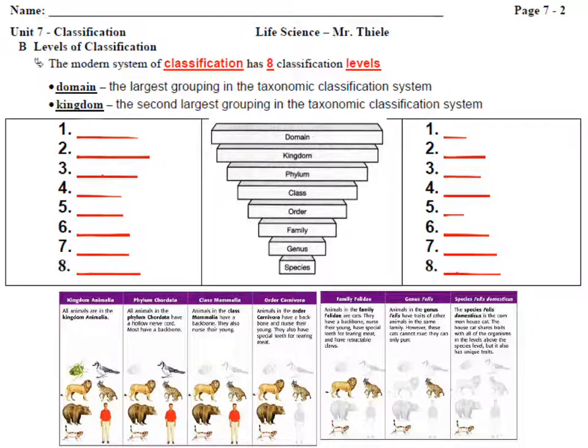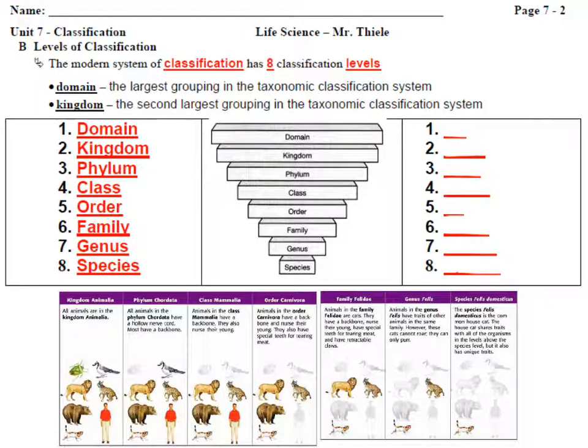We go through these in order, from most inclusive, or the largest groups, down to the least inclusive, or the most specific groups. So, going down in order from least specific to most specific, we have domain, then kingdom, then phylum, class, order, family, genus, and species, and that's all shown in the central diagram here as well.